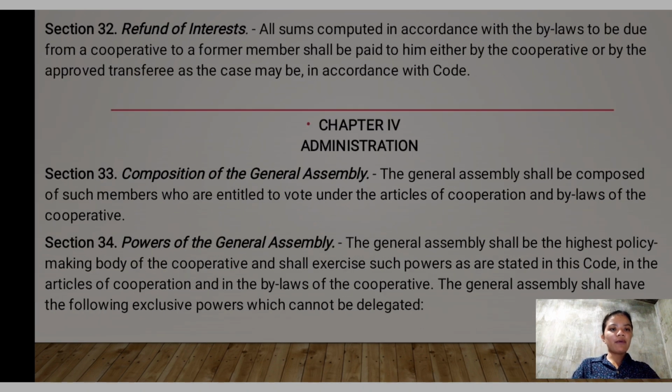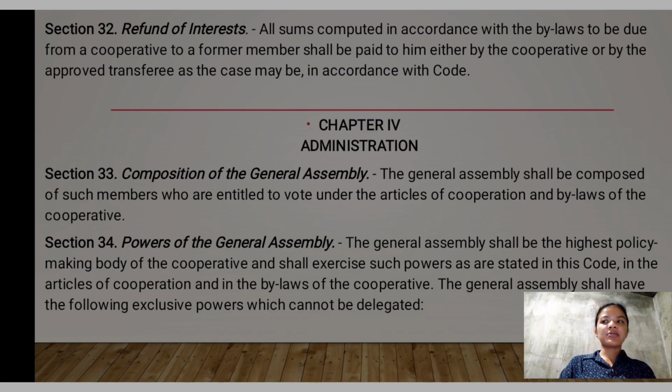Section 32, Refund of Interest. In this section, it stipulates that any amounts owed by a cooperative to a former member, as determined by the cooperative bylaws, must be paid either by the cooperative itself or by an approved transferee in accordance with the provision of the code. Chapter 4, Administration.